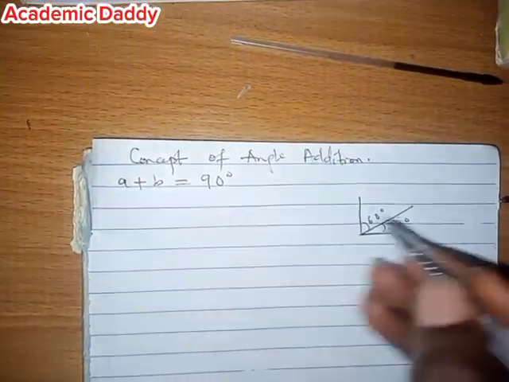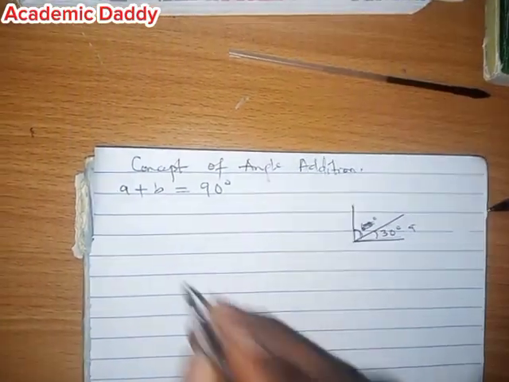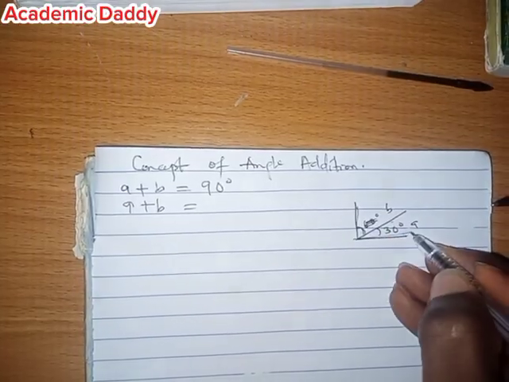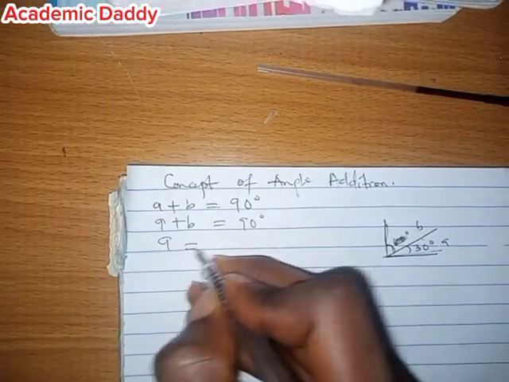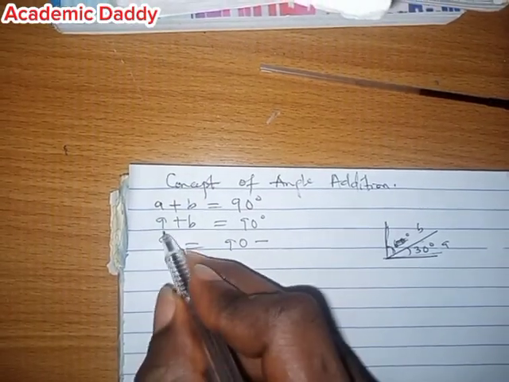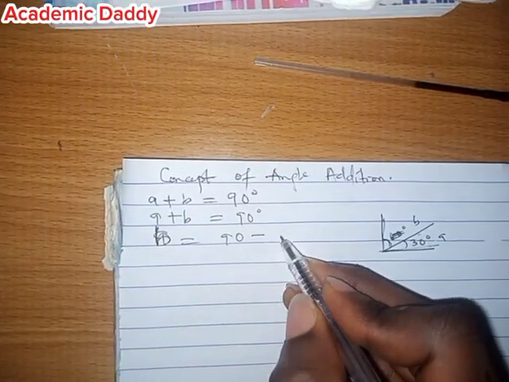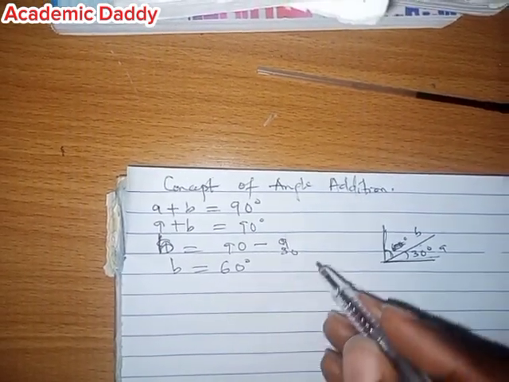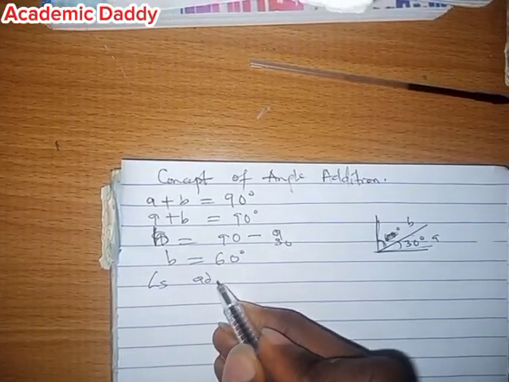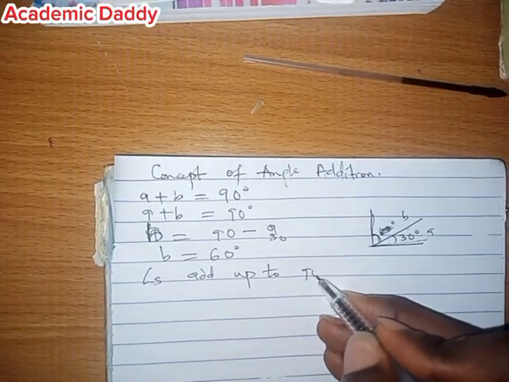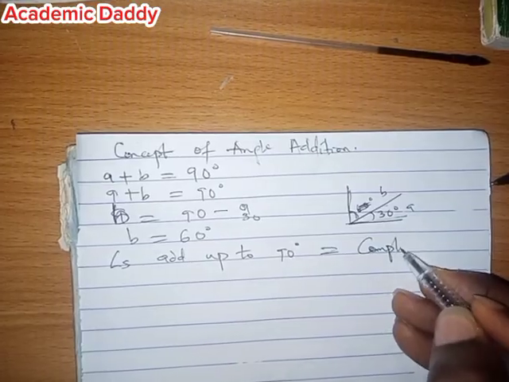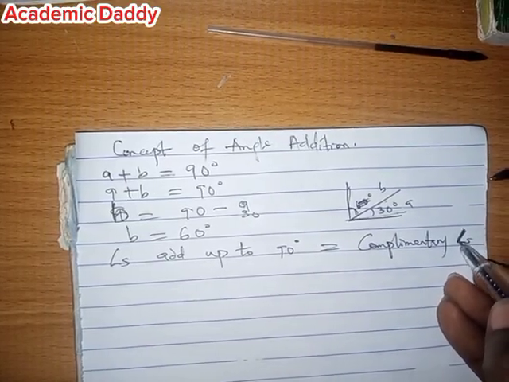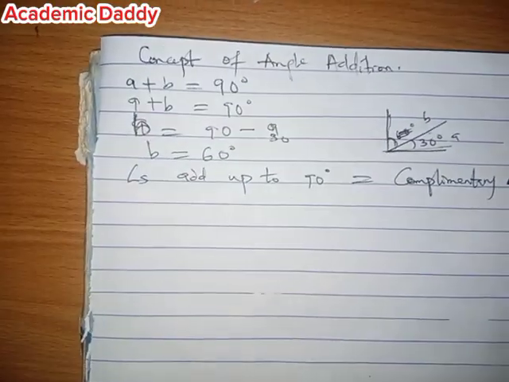So why did I do that? Because if this is A and I don't know this, it will simply be that A plus B forms this 90 degrees. And that means that B will be equal to 90 minus A, and A is 30. B will be equal to 60 degrees. So when two angles add up to 90 degrees, we say they are complementary angles. This is how you represent angles. Complementary angles.